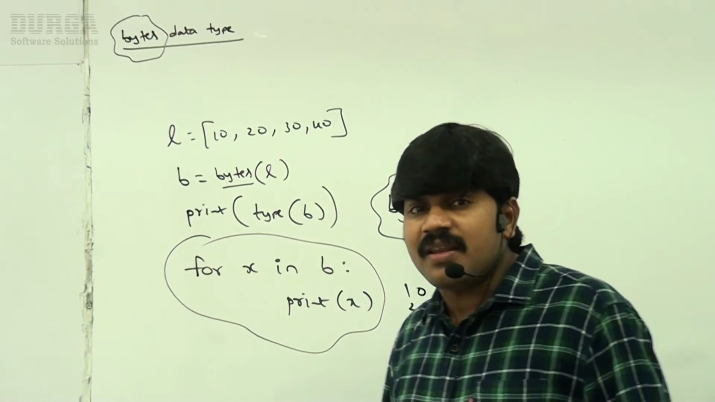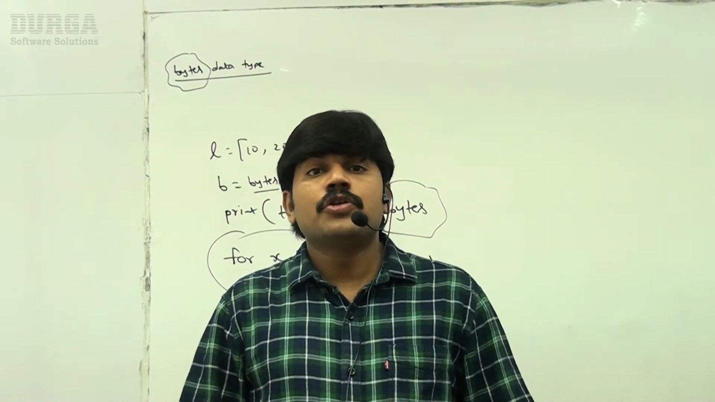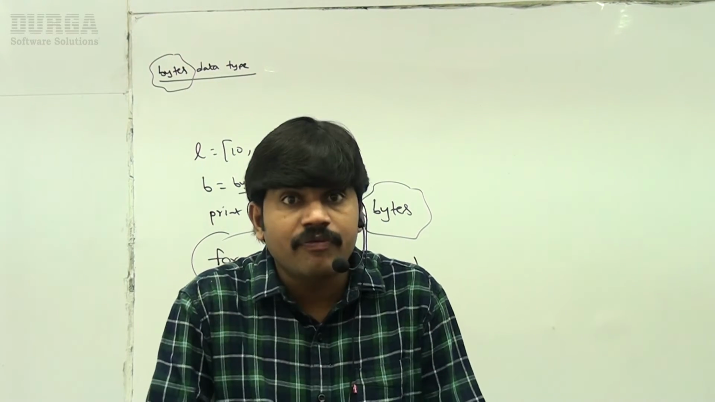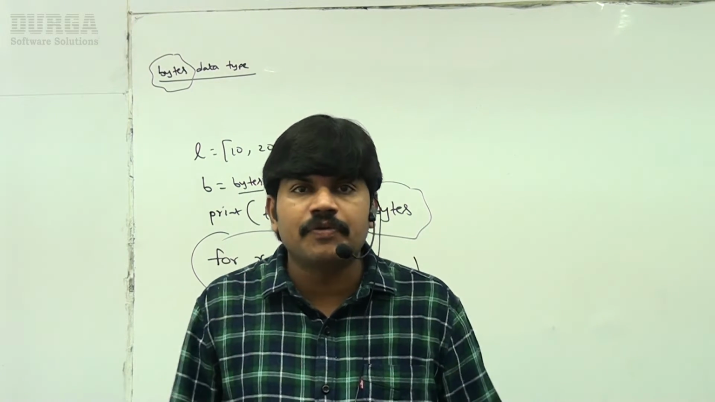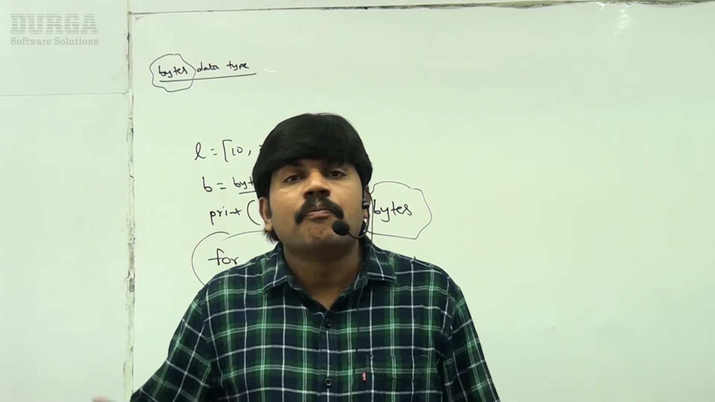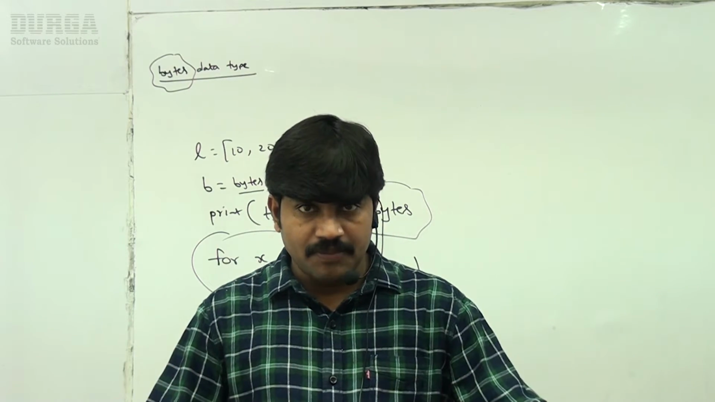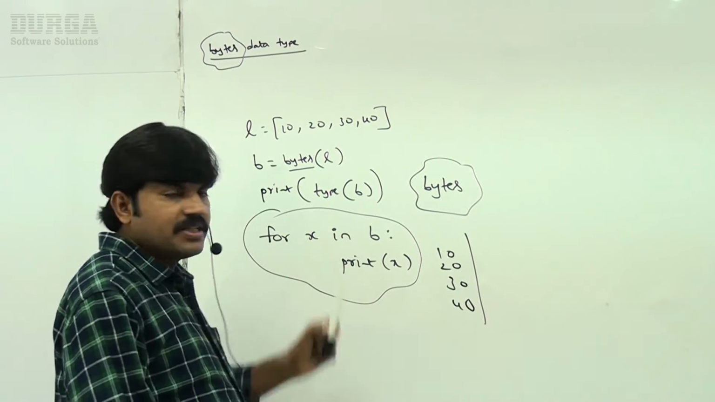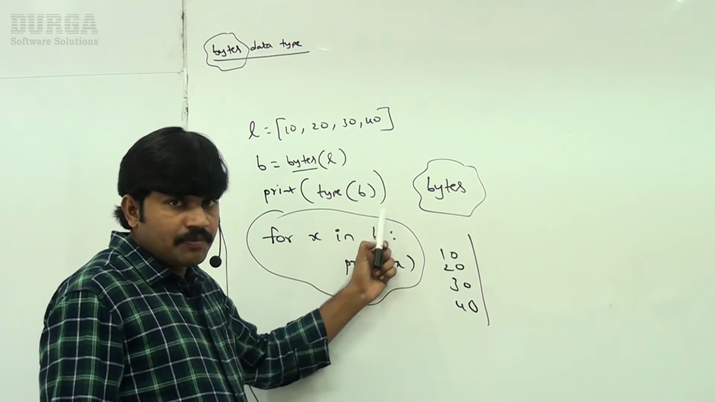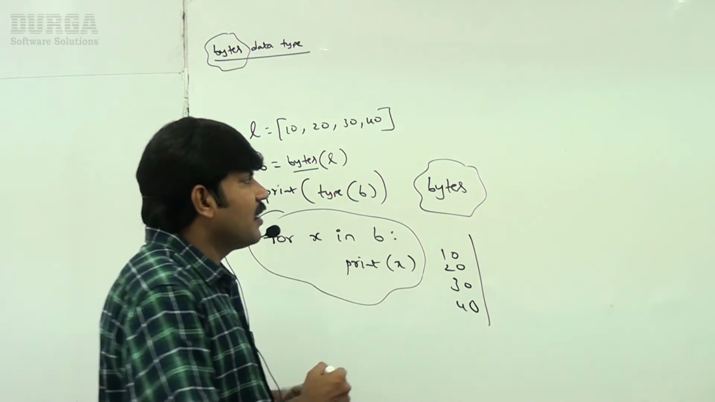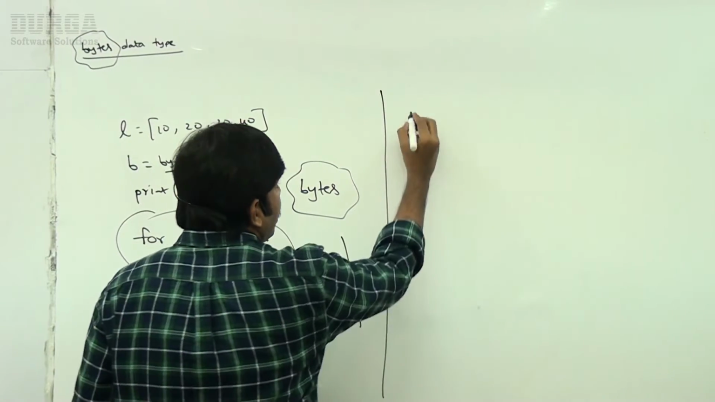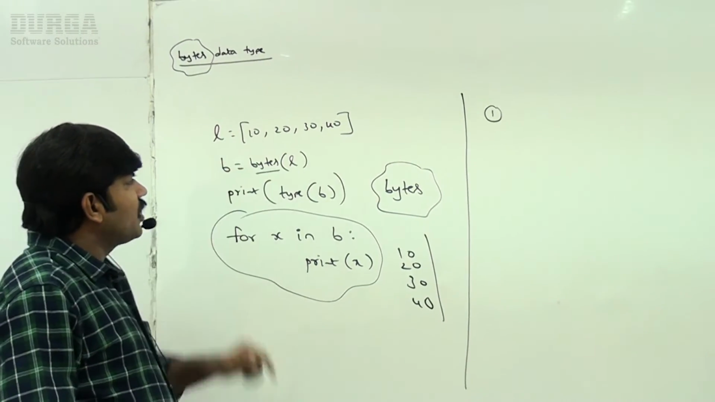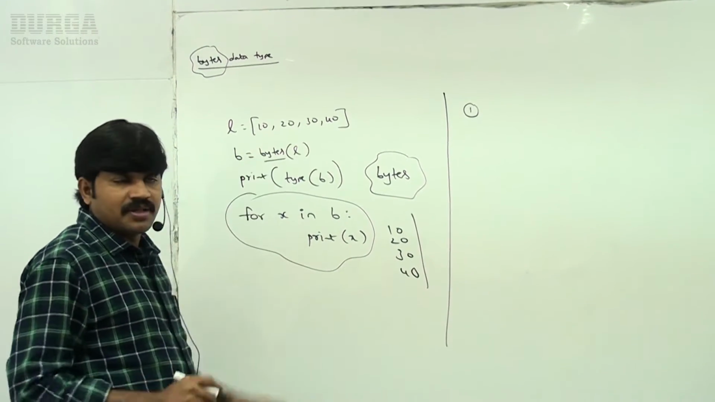Where is this type of data type very helpful? If you want to handle binary data like images, video files, audio files, compulsorily we should go for the bytes data type and bytearray type. Remember that. Now there are two important conclusions about these bytes types. First conclusion: here how many values are represented? 4 values, 10, 20, 30, 40, that's all.